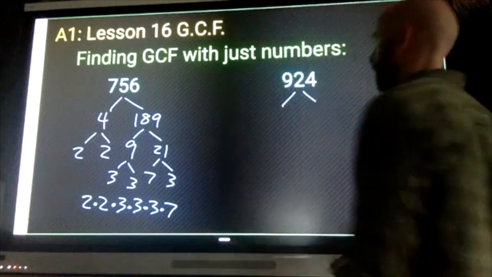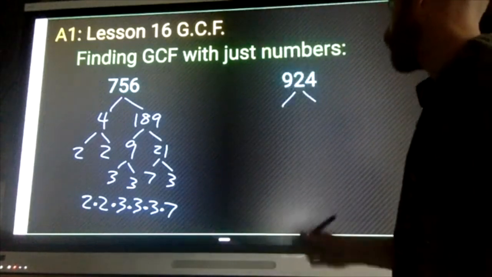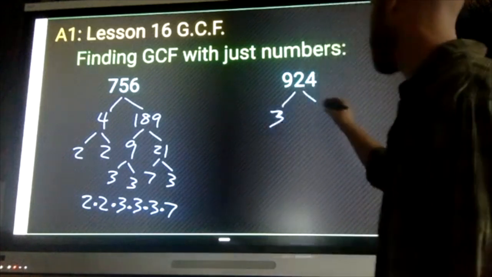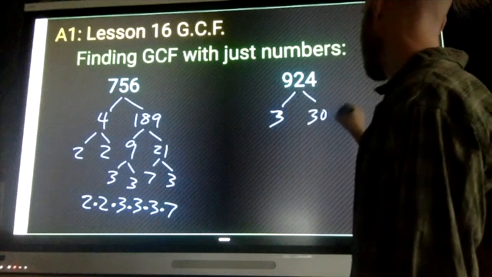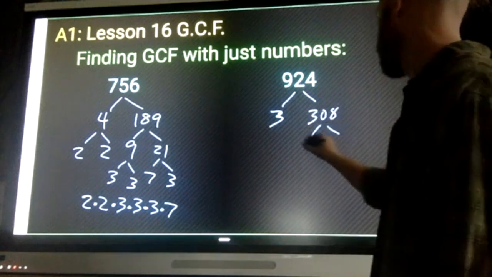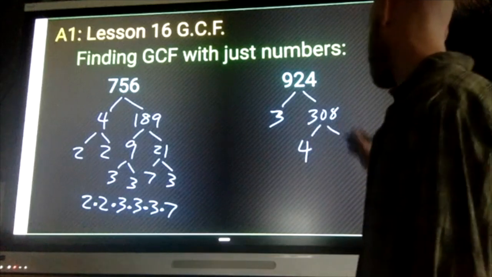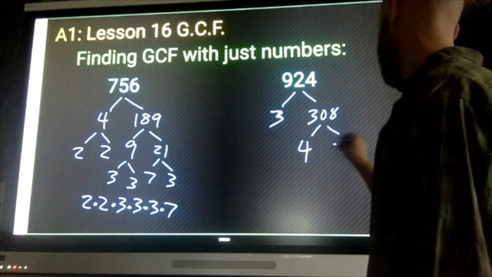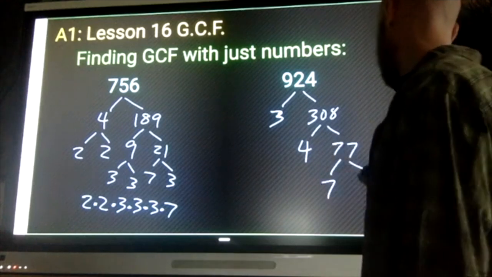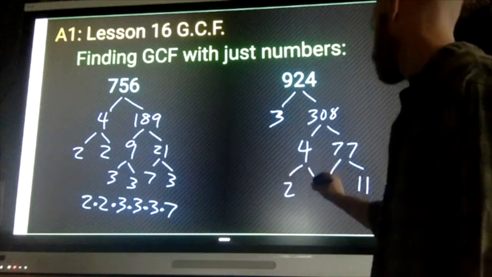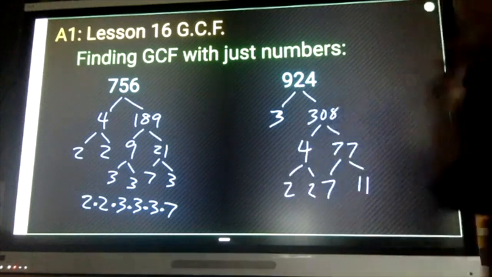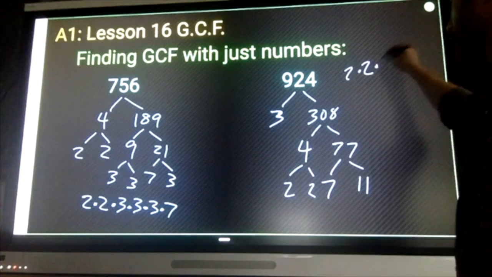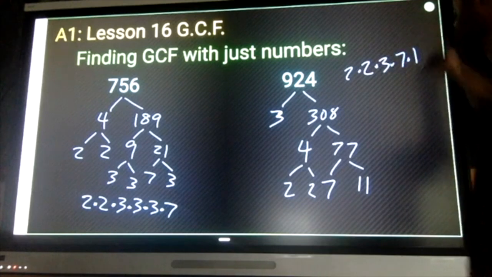Same idea over here. 924, if I want to break it down into prime factors, I know 3 times 308 will divide that, 4 times 77 will divide that, 7 times 11, 2 times 2. All right, so the prime factor form for 924 would be 2 times 2 times 3 times 7 times 11.